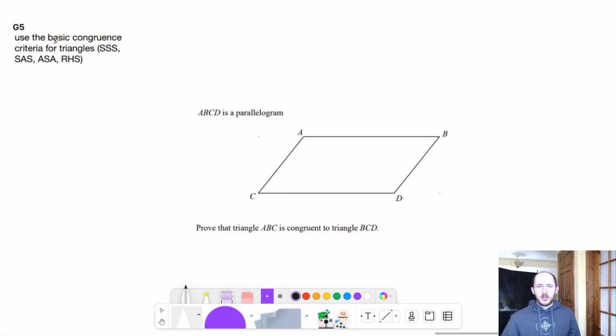Now we have the congruence criteria for triangles. When something's congruent, it means it's identical. The only thing that might be different is its orientation, so they might flip it upside down or something. So, what do these criteria mean?